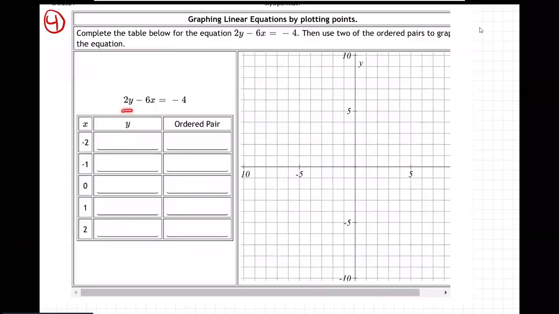This question gives us an equation, and they want us to get some points and then graph that equation. Okay, so we can do that. Let's go ahead and make that happen.